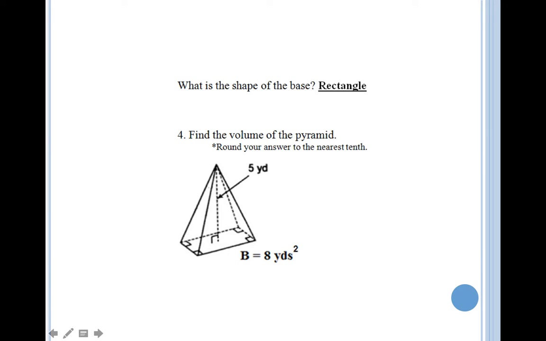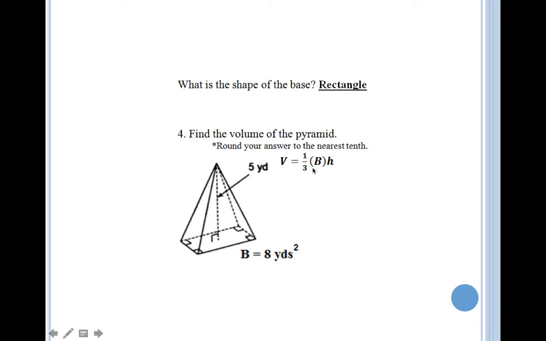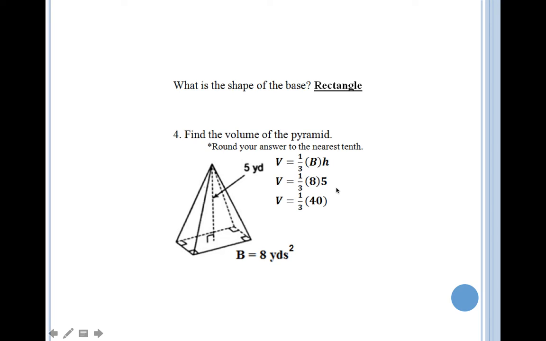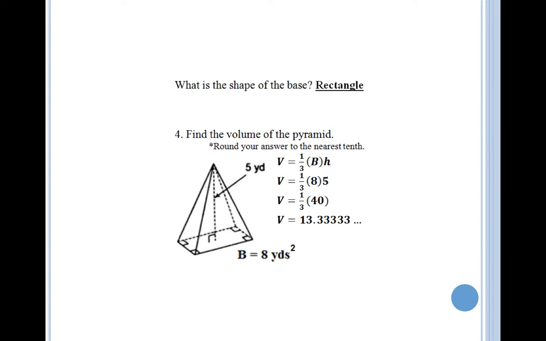So again, I'm using that general formula, which is V equals 1/3 base times height. This is the area of the base. I don't have to do anything. It's already given to me. So I'm just going to plug in 8 for B and 5 for H. 8 times 5 is 40. And I have 1/3 times 40 divided by 3, whatever you want to do. You have V equals 13.3 repeating.